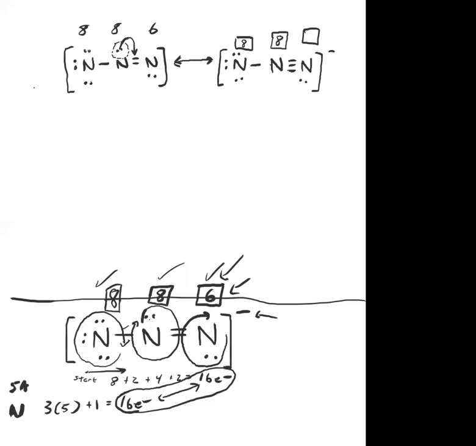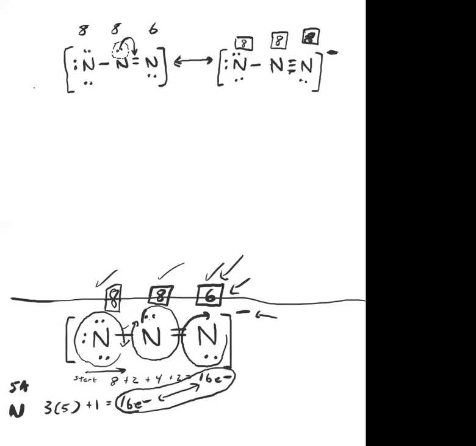Okay. But what we've done is we've fixed the problem on the right side. This nitrogen, which had a double bond and a lone pair, only had 6. It now has a triple bond. That's 6 right there, plus a lone pair. It now has 8.